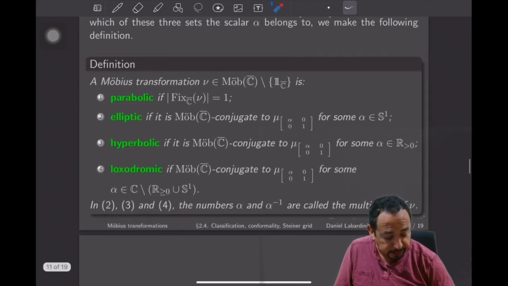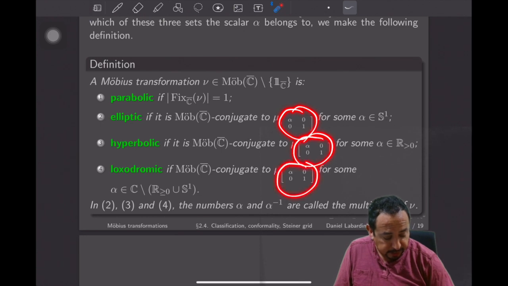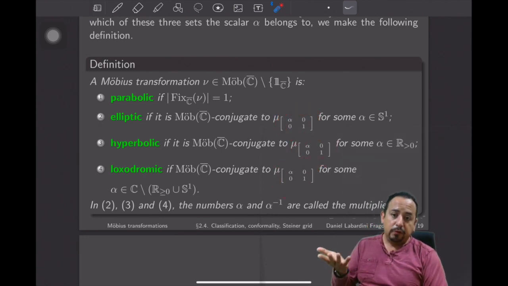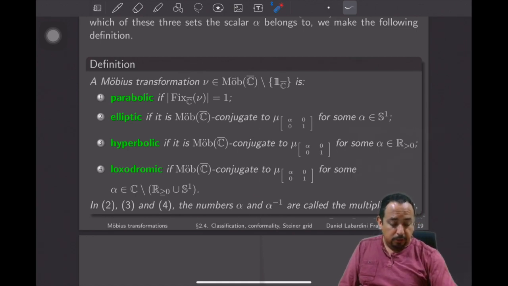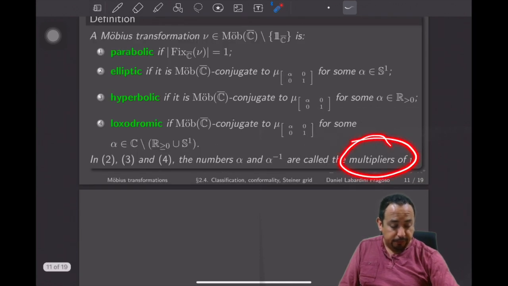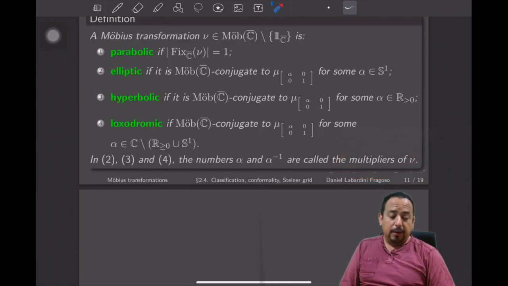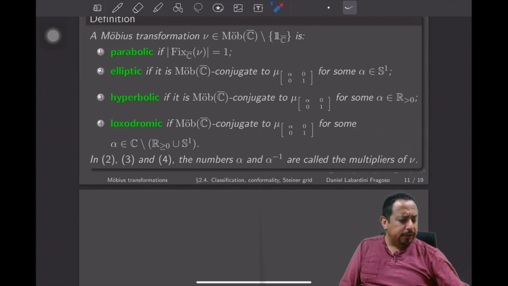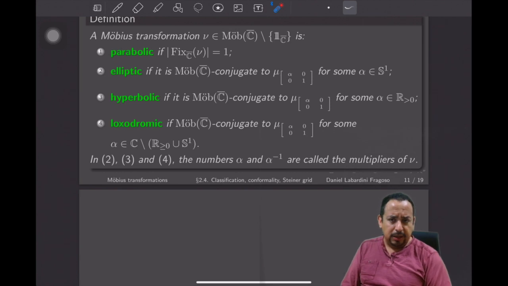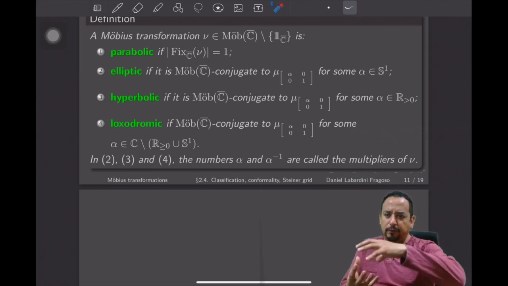And knowing that in these cases multiplication by alpha is conjugate with multiplication by alpha inverse, we call both numbers the multipliers of the Möbius transformation. Notice that multiplication by alpha and multiplication by alpha inverse are conjugate simply by the Möbius transformation that sends z to 1 over z, right?